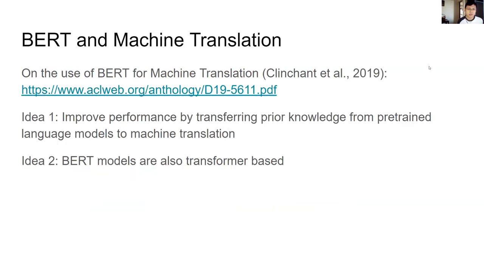Okay, so next, the one that a lot of people are probably thinking about is: can you include BERT with machine translation? There's a paper that was just published last year, and they have two ideas. In the main paper, they want to use BERT to improve machine translation by transferring what BERT learns from the pre-trained language models into the machine translation network. The second idea is that they think this is a good idea because BERT models are also transformer-based.